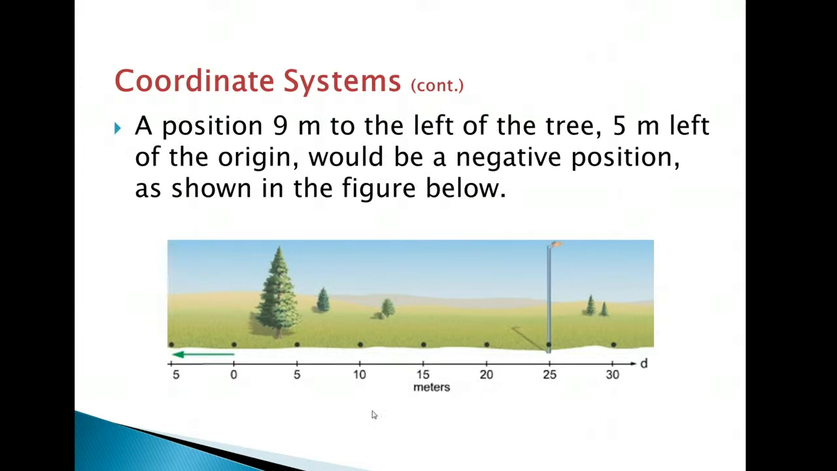Now we don't have to necessarily define everything from the origin. We could define it, let's say, from this tree. So in this problem, we could say this point here is 5 meters from the origin, or it could be 9 meters from this tree. As long as everything stays relative and to scale, we can describe this in several different ways.